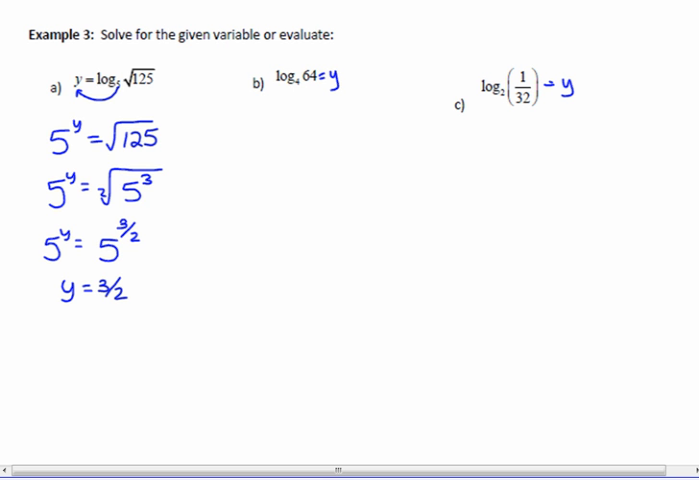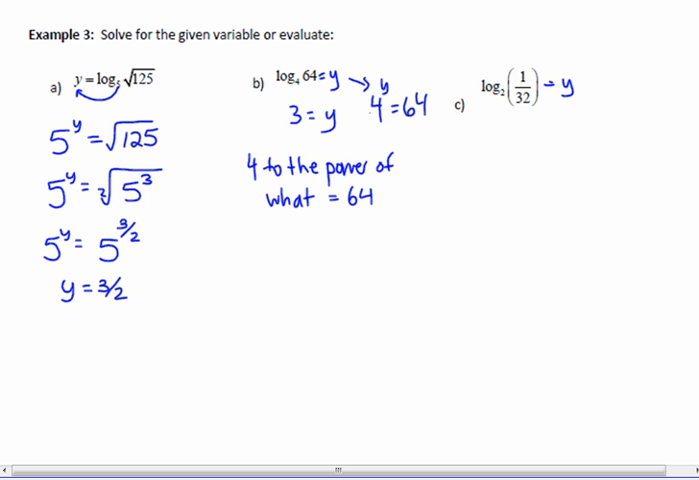Or you can go 4 to the power of what equals 64. So 4 to the power of what is 64? 3. And so that would be equal y. That would be the easiest way, asking yourself, 4 to the power of what equals 64? 4 to the power of y has to equal 64. Okay? 3 equals y.